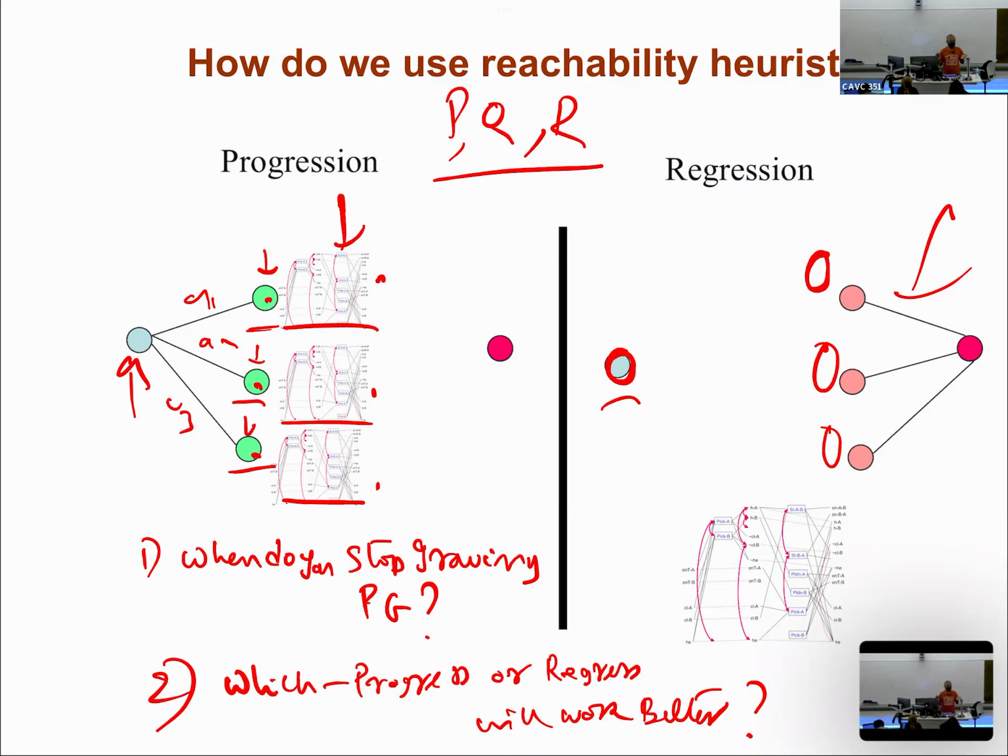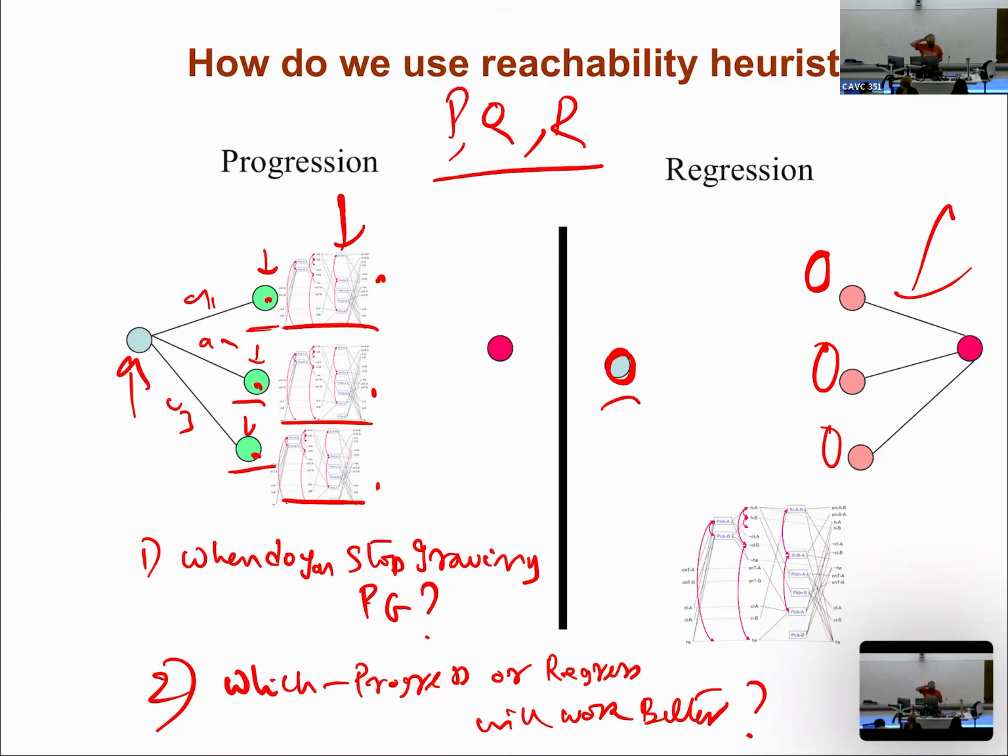Do you guys see this? That's what is called level off condition. And you stop growing the planning graph when it levels off. And it levels off when two consecutive proposition lists are the same. Right? Okay, that's worthwhile. I mean, you should have known this, but I'm just saying it again.